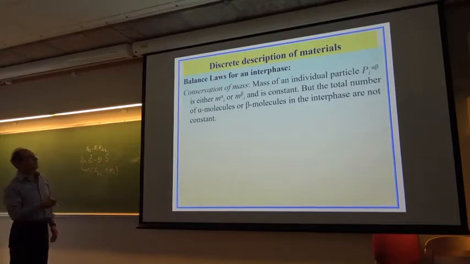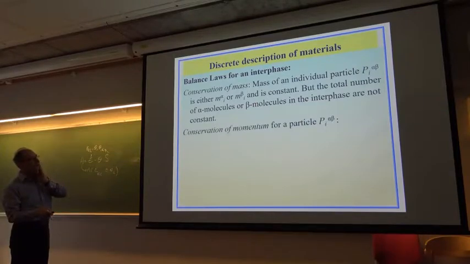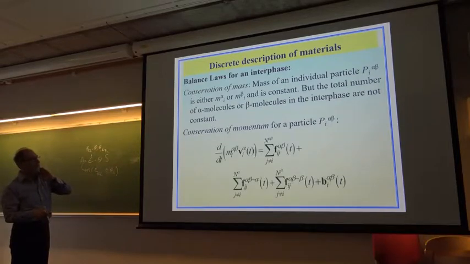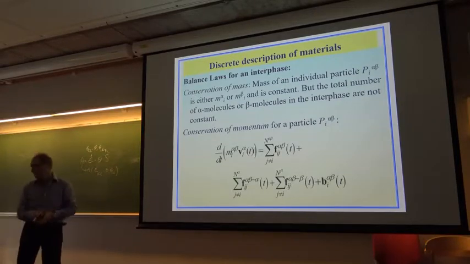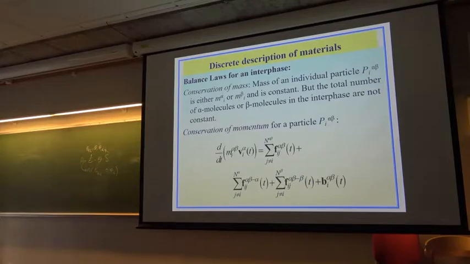Okay, now for the interface, we say that the mass of an individual alpha beta particle is either m_i alpha or m_i beta, and that's constant. And the total numbers are not constant. So the total numbers come and go, and so we have to take that into account. And the momentum conservation for an alpha beta particle, this is a cut and paste, it's not really doing a good job.